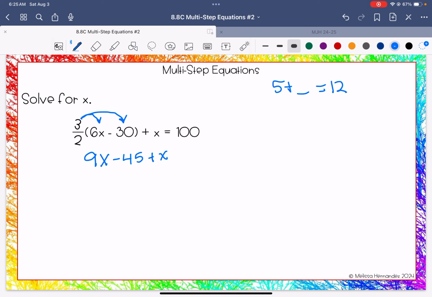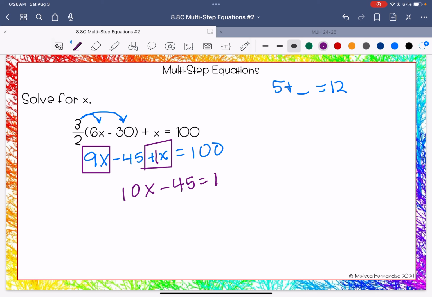Now, this is definitely not a teaching method, but I always like to tell my students, add a 1, just so you can remember that you have to combine like terms, or you're still solving for it, depending on what the situation is. So I can combine 9x and 1x, so that would be 10x. Then I'm going to bring down the minus 45.